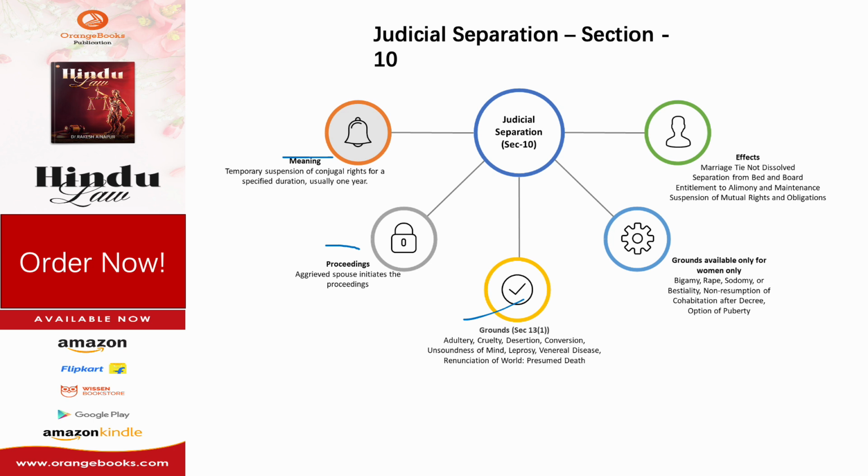And then the effects of judicial separation are very simple. It is not a divorce, it is just a temporary suspension of conjugal rights. Both husband and wife will live separately, but the legality of the wedding still exists, and second marriages during this period are not permitted. And in this time, wife is entitled to maintenance and alimony.